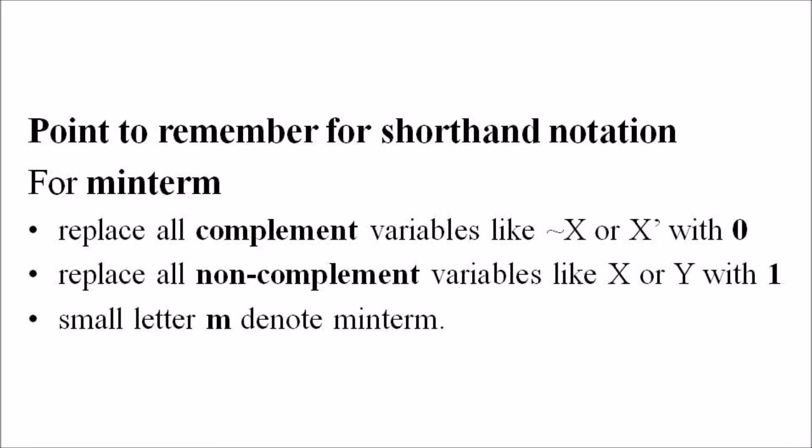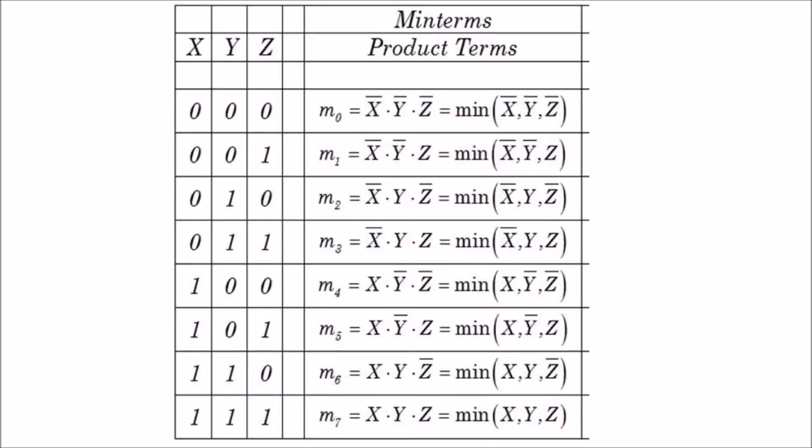So my dear students, the points to be remembered for the shorthand representation of a minterm are: replace all the complement variables like x complement, negation of x, or x dash with 0, and replace all non-complement variables like x or y with 1. The small letter m denotes the minterm. We have to find the decimal equivalent of the formed binary number, and represent that decimal number in terms of a minterm with the help of small letter m.